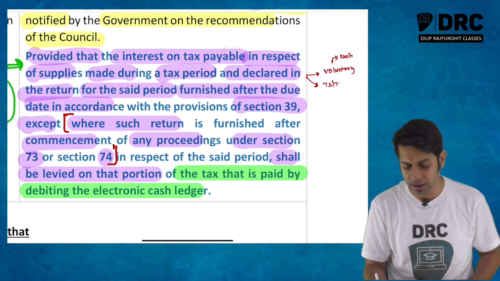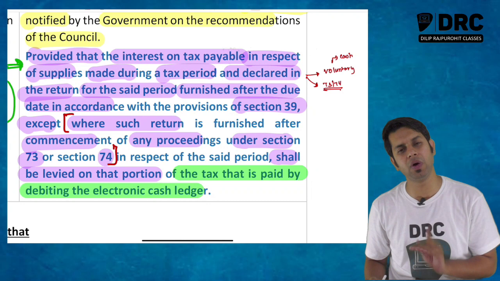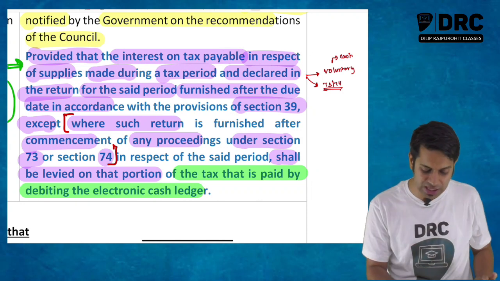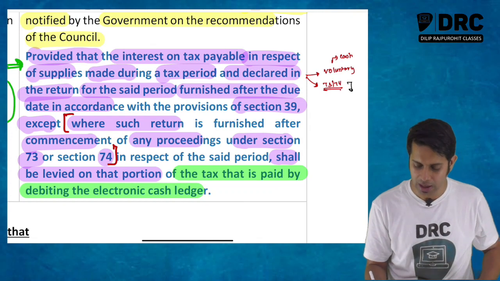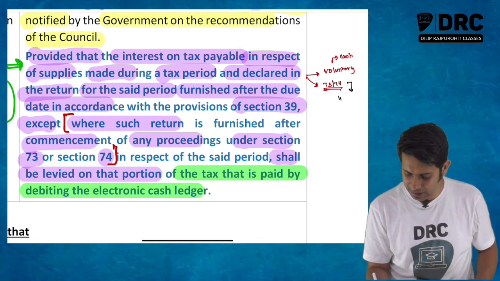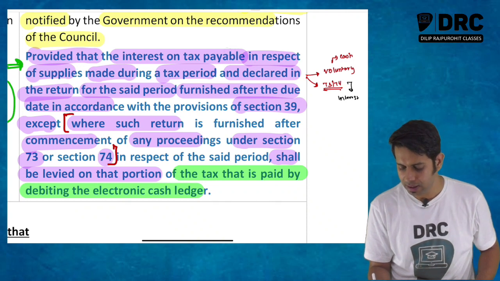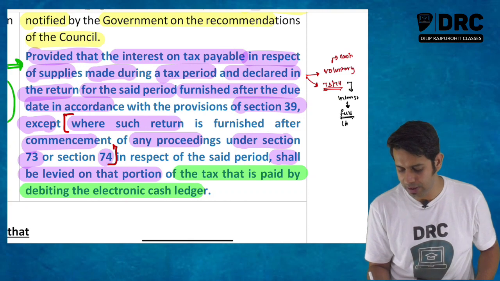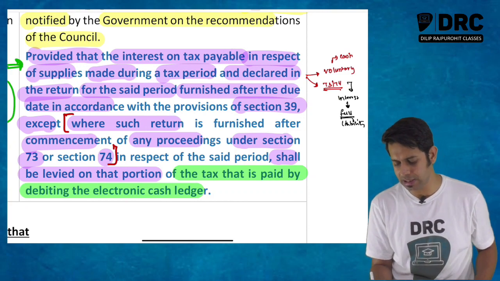But if that person is filing the return because a notice has been issued to him under Section 73 or 74, in such cases the interest which is required to be paid by him will be on the full liability. We will do a problem. I'll make you understand this point also.